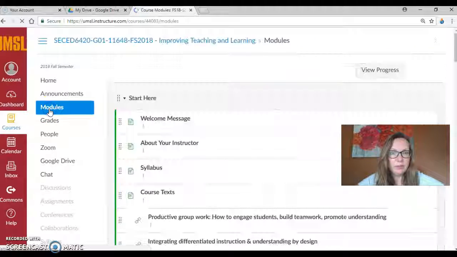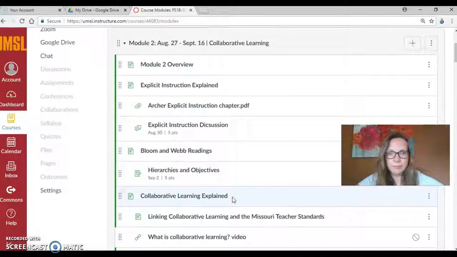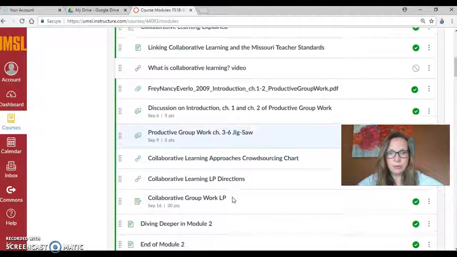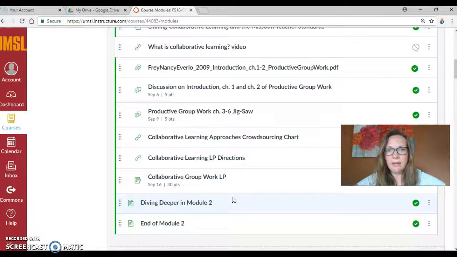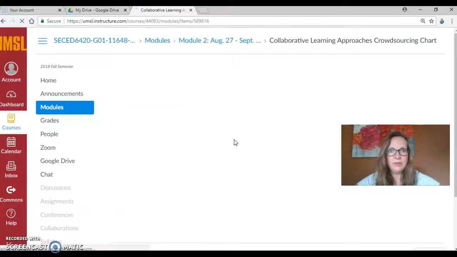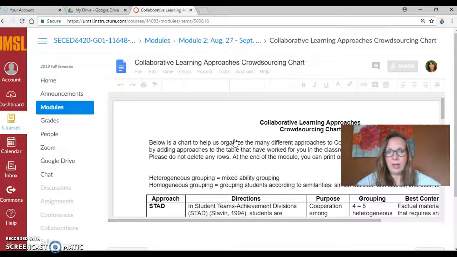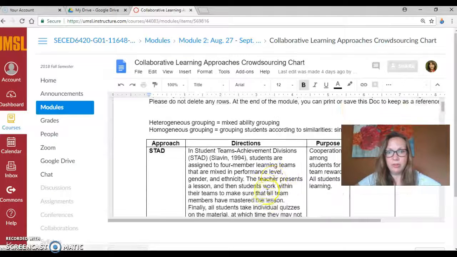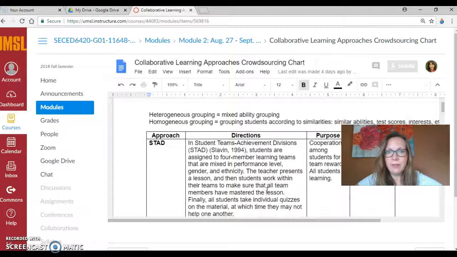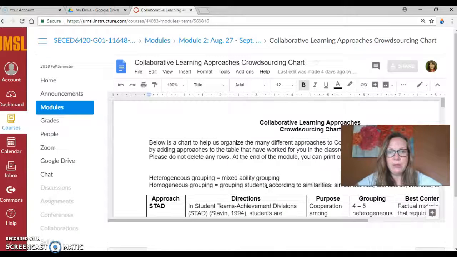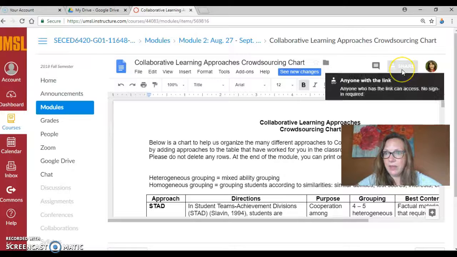There's one more thing this week that is really fun, and it is crowdsourcing. Crowdsourcing is when you utilize a bunch of people's opinions to come together to make a resource. So this is the collaborative learning approaches, and I know some of you are already using them because I've heard you talking about them in your discussion groups. I've put a few in here already, and I've made this so that anyone who can see it can edit it.